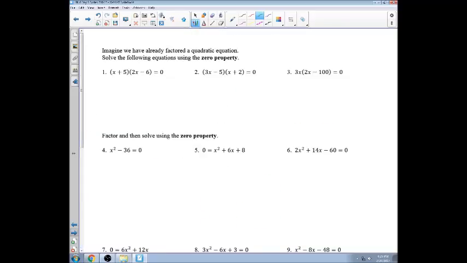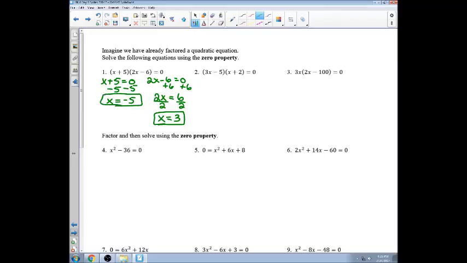Imagine we have already factored a quadratic equation. Solve the following equations using the zero property. So in this case, I've already factored it, so all I have to do at this point is set each factor equal to 0. So I would subtract 5 here. x would equal negative 5. 2x minus 6 equals 0, so I would add 6. 2x would equal 6. Divide by 2. So x would equal 3. Those are both answers to our equation.